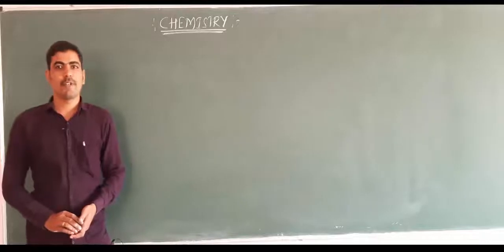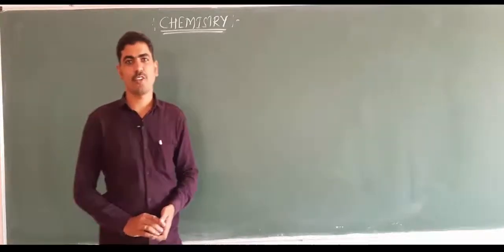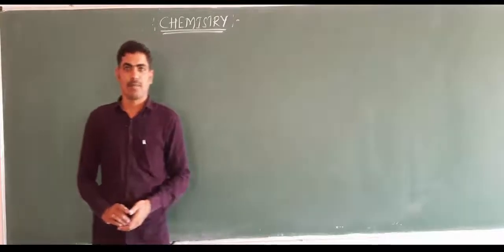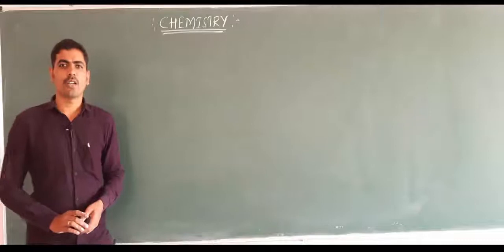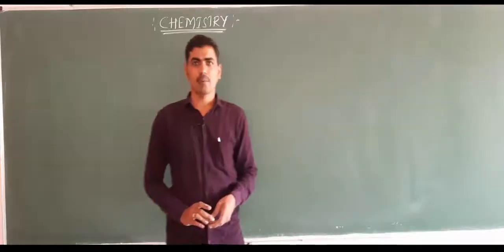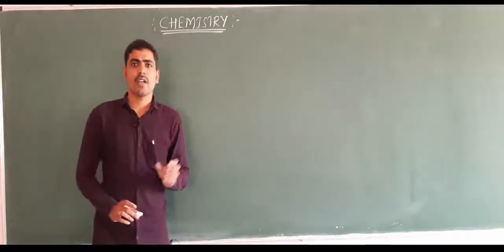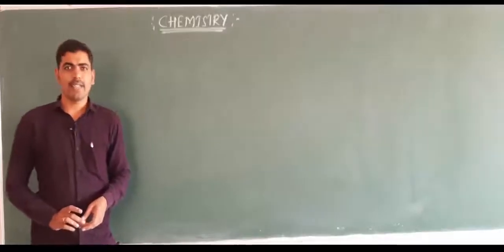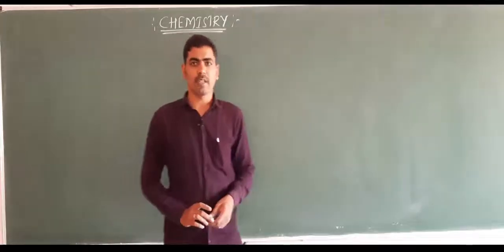In the previous video we discussed how to write the electronic configuration of the atom. Now in this video we are going to learn about the formation of molecules and compounds. As you already know, there are totally 118 elements, of which 90 elements are naturally occurring.